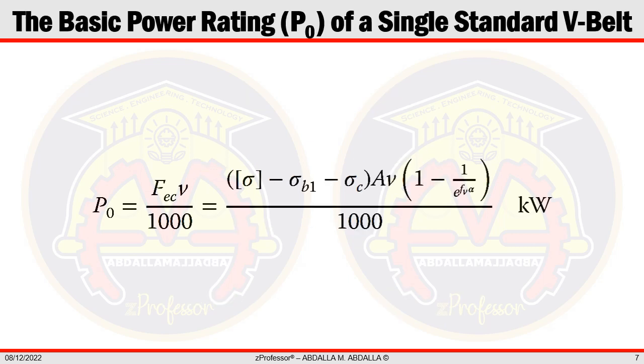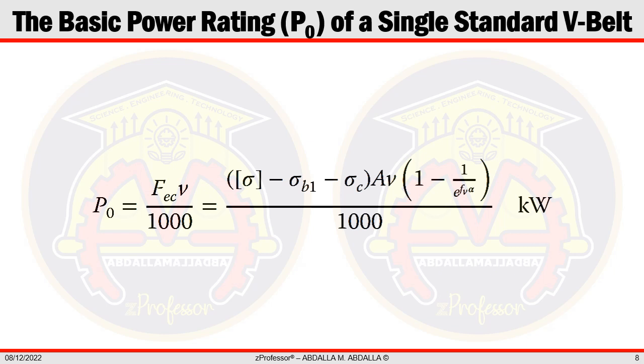The maximum effective tension and belt speed are the factors that determine how much power a belt can transfer. When we replace f with a comparable V belt coefficient of friction fV, we obtain the following basic power rating of a single standard V belt. B naught equals FEC multiplied by V divided by 1000, equals the allowable sigma in square bracket minus sigma B1 minus sigma C, multiplied by A and V, multiplied by 1 minus 1 over e to the power fV alpha, all divided by 1000. The power, or the basic power rating B naught, is in kilowatts.